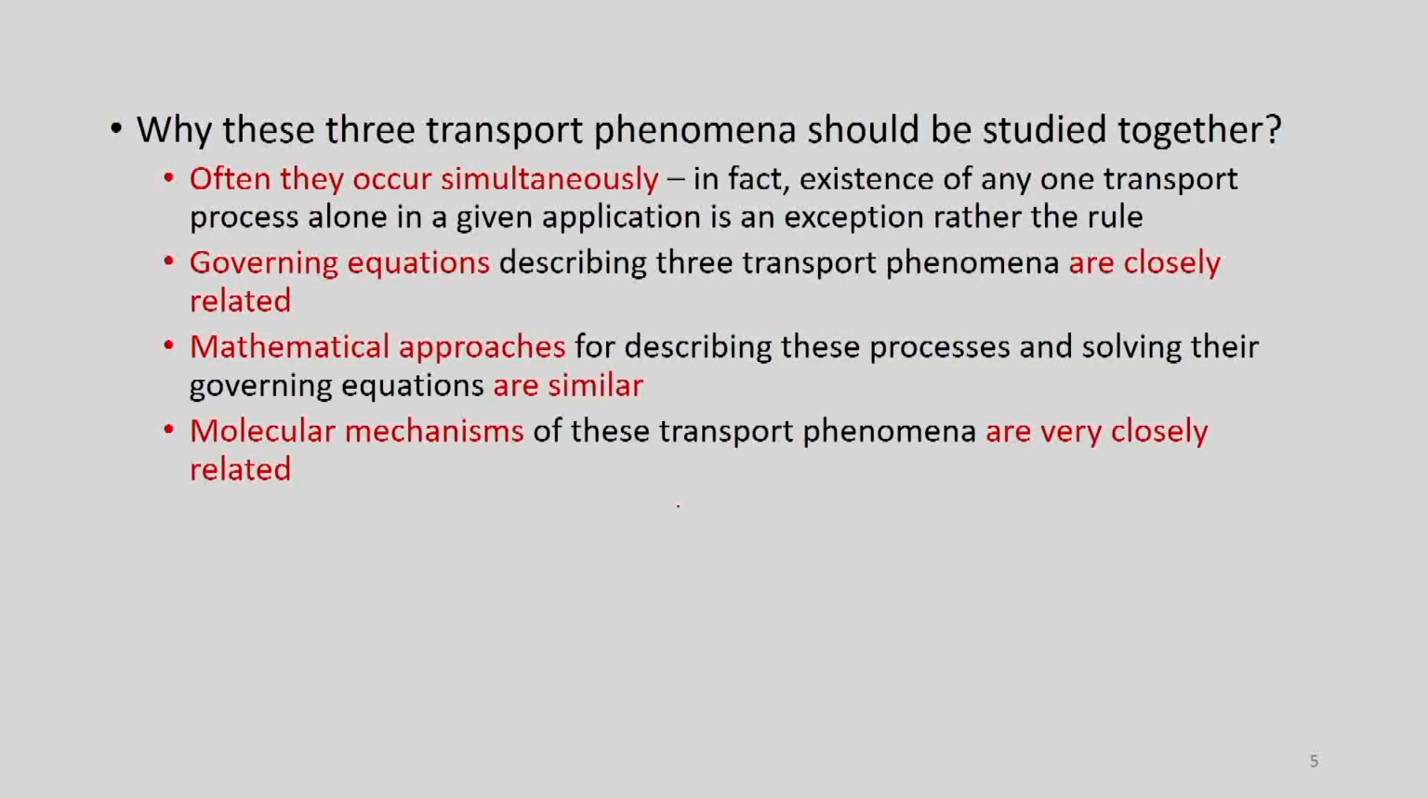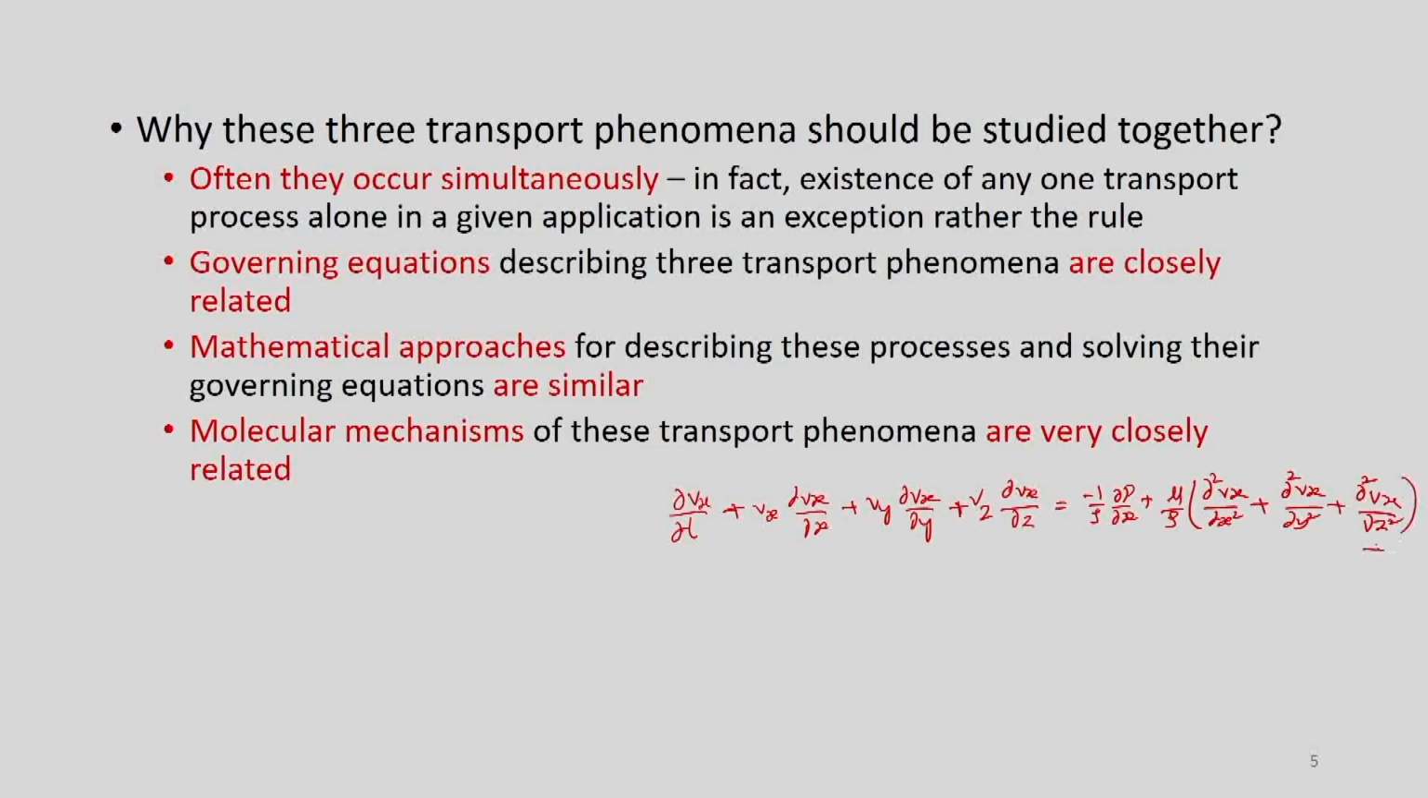Similarly, species concentration equations. Let us say I write the momentum equation: dou Vx by dou t plus Vx dou Vx by dou x plus Vy dou Vx by dou y plus Vz dou Vx by dou z is equal to minus 1 by rho dou p by dou x plus mu by rho times dou square Vx by dou x square plus dou square Vx by dou y square plus dou square Vx by dou z square, plus some gravity terms if you have something like that. I am not writing the y component and z component of the momentum equation.